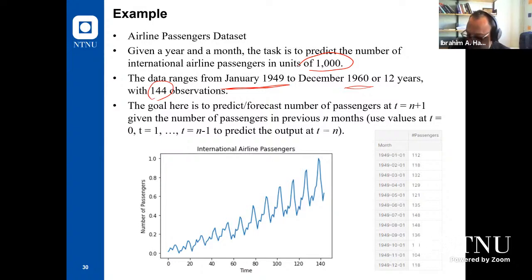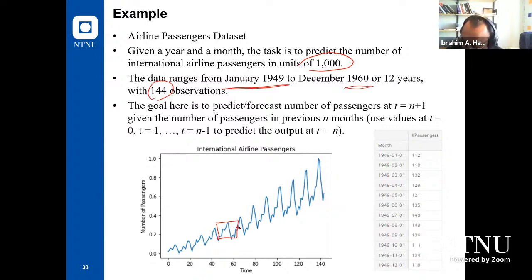The goal here is to predict or forecast the number of passengers at t equal to, for example, n+1, using the recent n values. So the idea is to use some recent values for predicting the next value. For companies, for example, you need to forecast how much fleet we have, how many airplanes, how many services we need to provide. So sometimes it is very important to predict the number of passengers expected using old values.